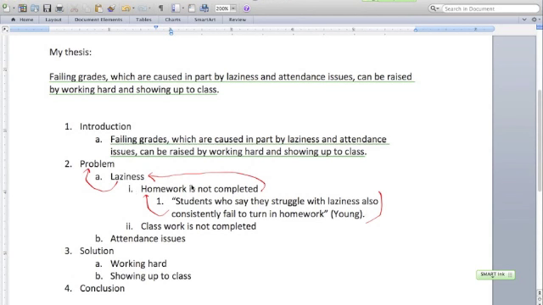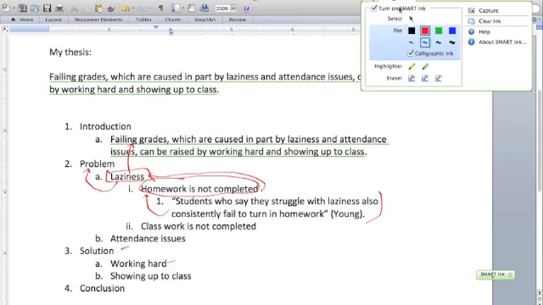So again, I think it's worth repeating. The question that I asked myself right here about level 3 is, how is level 2, how is laziness a source of the problem, failing grades? Okay? So make sure that you understand that concept, that level 3 asks why level 2 is a problem. If I was doing level 3s down here under the solutions, I'd ask, why is level 2 a solution? Okay?